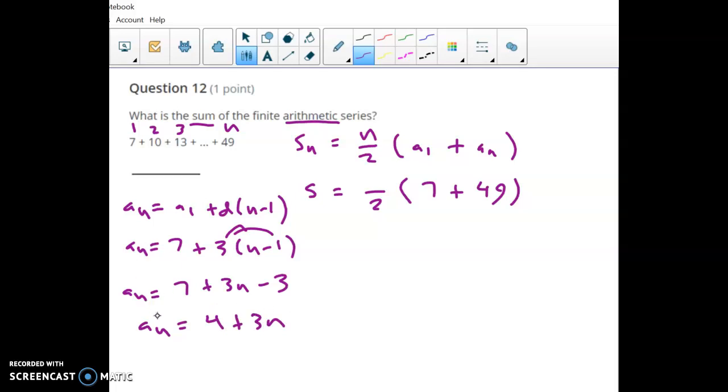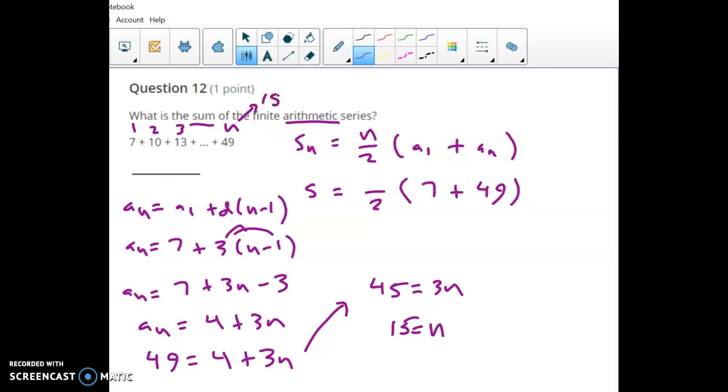Right? So now we can use this formula to say, all right, we know an, the value, is 49, but we don't know what n is. So we're going to put in 49 for the value and solve this to get n. Solving this, subtract 4, so you get 45 equals 3n. Divide by 3, and n would be 15. Okay, so that tells us that 49 is the 15th term in the pattern. And so that means we're summing 15 terms.